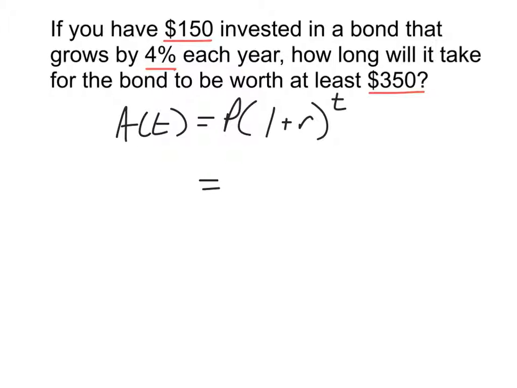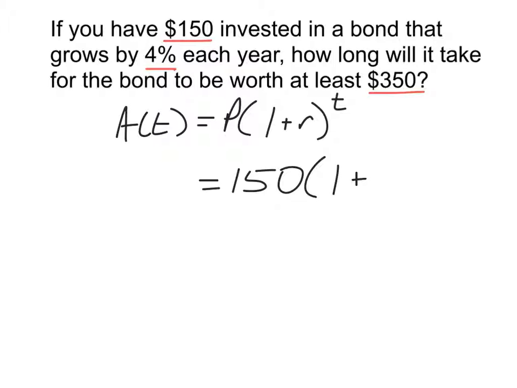Okay, do we know what P is? Yes, we do. Question is, which number is it? Remember, P stands for principal. That means our starting value. What does this start as? 150. So it's going to be 150 parentheses 1 plus r.